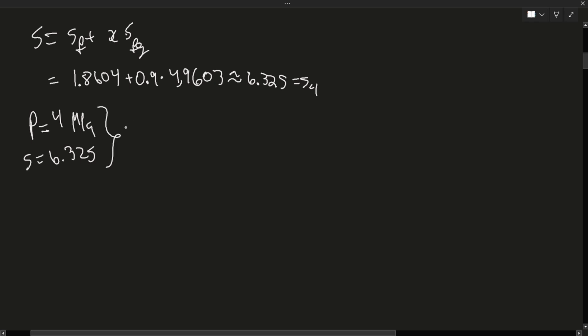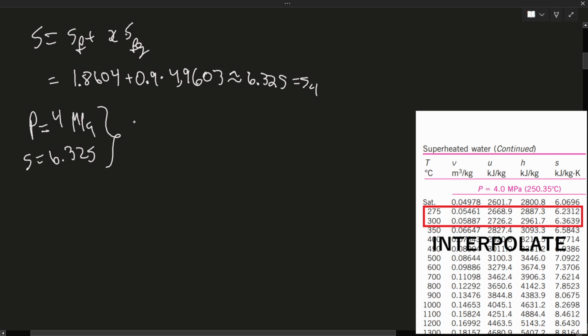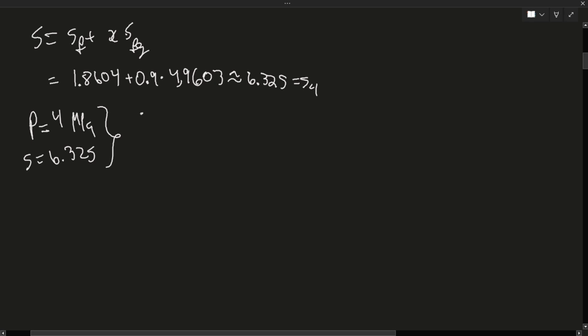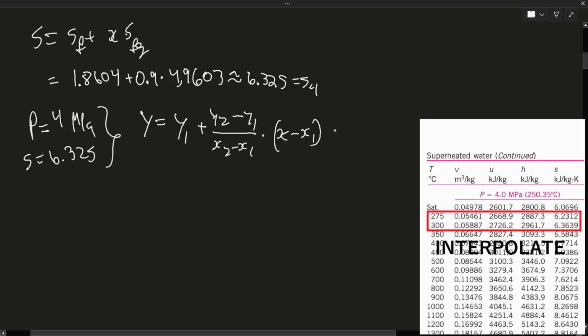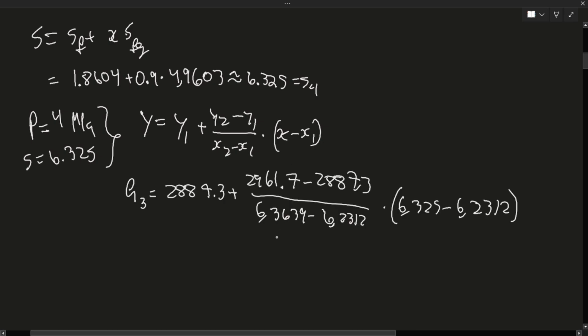For this question, it's asking for the temperature. To find the enthalpy and the temperature, you have to interpolate using these values you see in your table over here. The interpolation equation is Y equals Y1 plus (Y2 minus Y1) over (X2 minus X1) times (X minus X1). Using the values you see on the screen, you just plug in the values to get this formula at the end, okay?